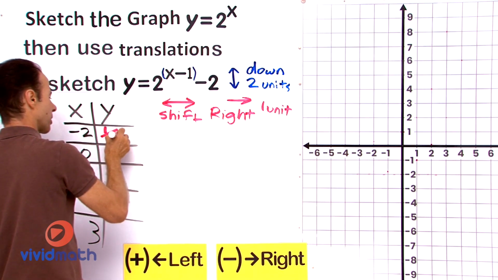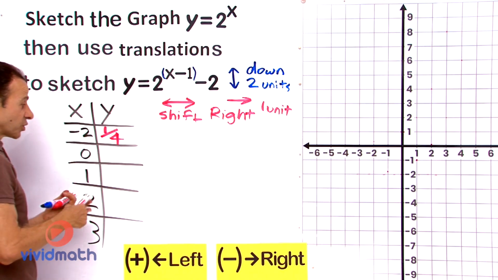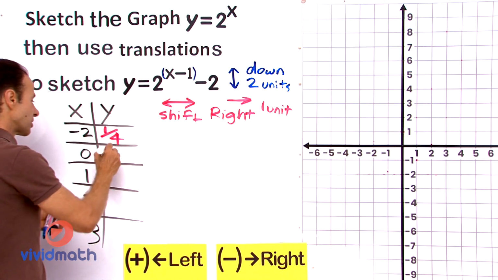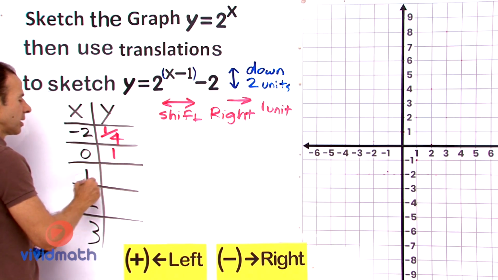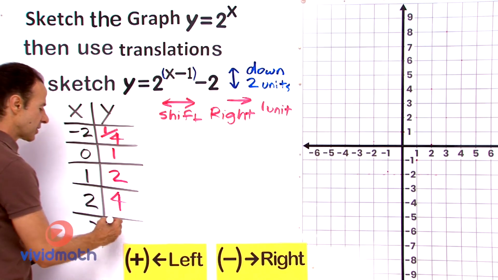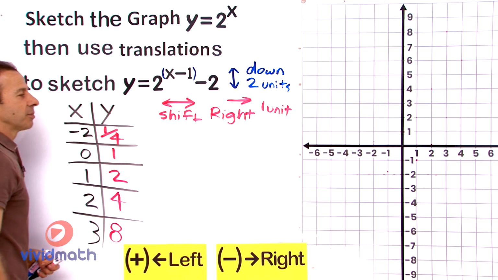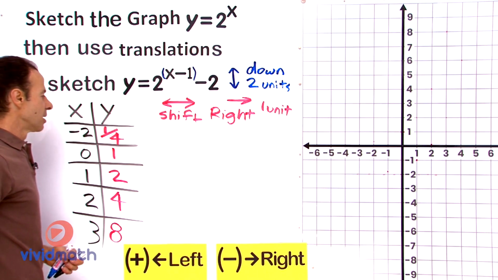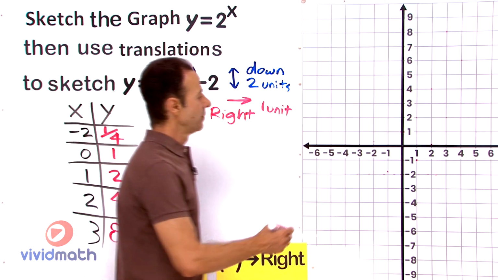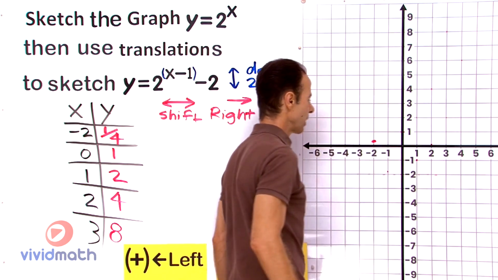We've got 1/4. Okay, 2 to the power of 0, that's just going to give us 1 because anything to the power of 0 is 1. So that's a 1. 2 to the power 1, that's just 2. To the power 2, that's 4. To the power 3 is 8. Okay, we're going to take these and plot them on the grid there, on the number plane. So we've got negative 2, 1/4, right there.